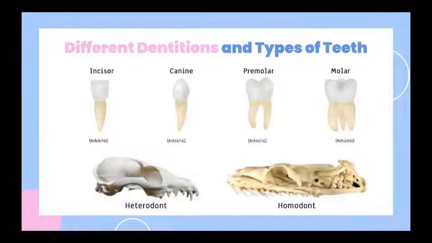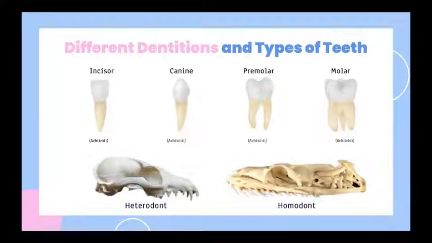Now to talk about the types of teeth, we have incisors, which are in the front of the mouth, and they're used for cutting, biting, and nibbling on food. We have the canines, which are located on either side of the incisors and which are long and pointy in some of our mammals. Their primary function is to grab, pierce, and tear flesh.